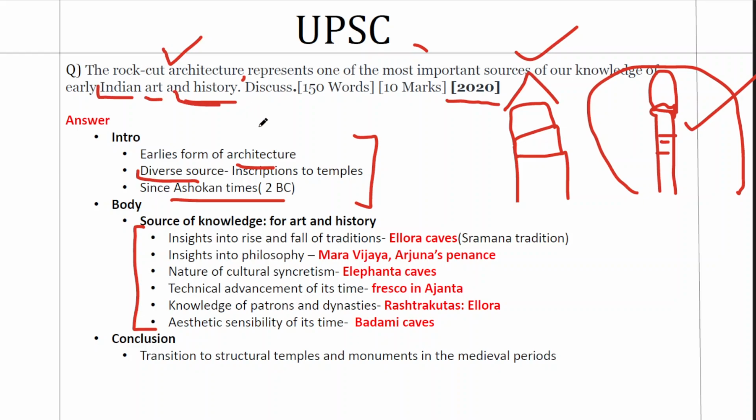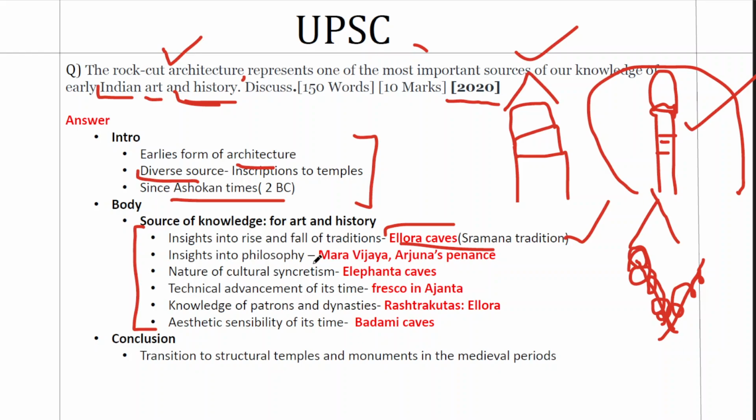In the body part, we have 6 main points, and each point will extract something in the context of art and history. The first point, it gives insights into the rise and fall of traditions. One example being the Ellora caves. In Ellora caves, you have the Buddhist tradition and the Hindu tradition. So you can see the decline of Buddhism and the rise of Hinduism. In the earliest paintings, Buddhism is dominating, you have Jainism as well. Then as time goes on it gets diminished, and Vedic Hinduism began to rise. So this is the first thing, rise and fall of traditions.